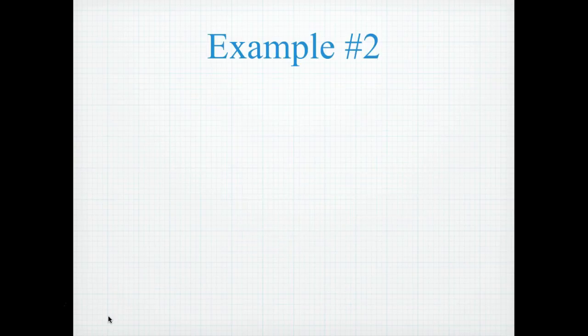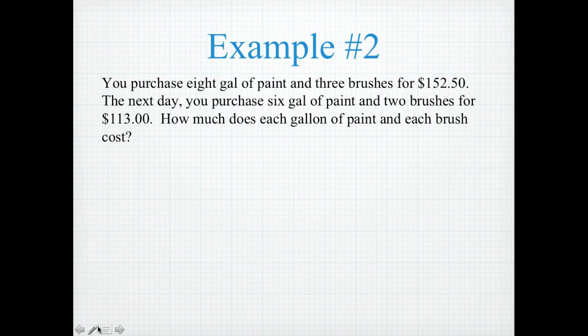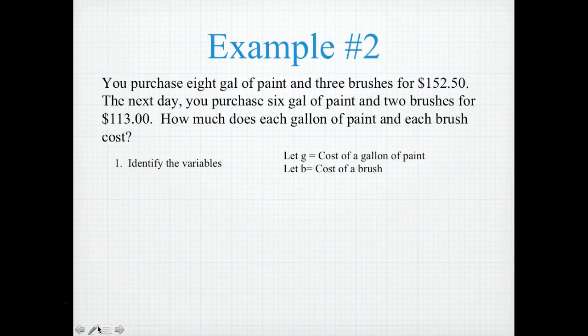For example 2, you purchase 8 gallons of paint and 3 brushes for $152.50. The next day, you purchase 6 gallons of paint and 2 brushes for $113. How much does each gallon of paint and each brush cost? So notice for this question, we need to answer both parts. We need to identify how much a gallon of paint costs and how much a brush costs. So our two variables that we're going to use are G and B. G to represent the cost of a gallon of paint and B to represent the cost of a brush.